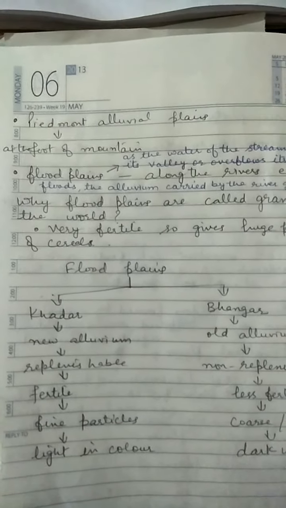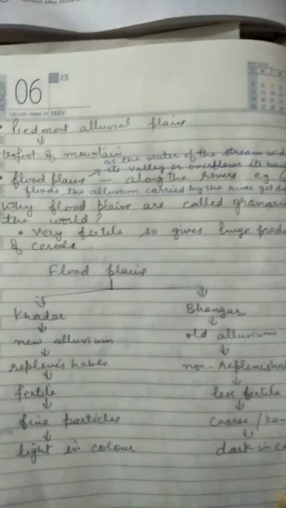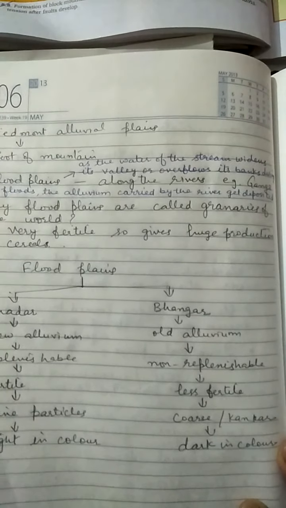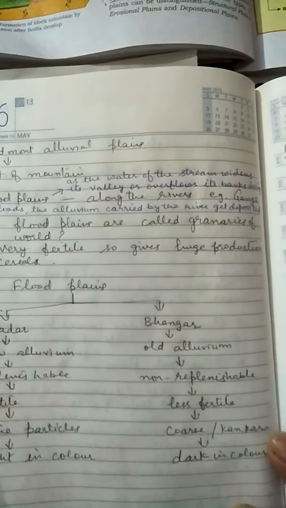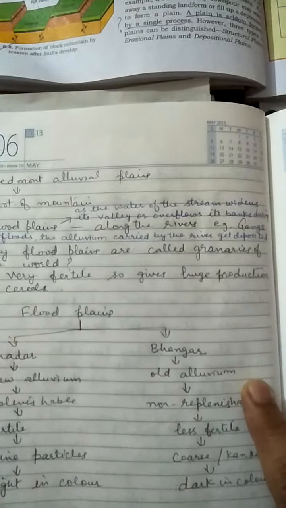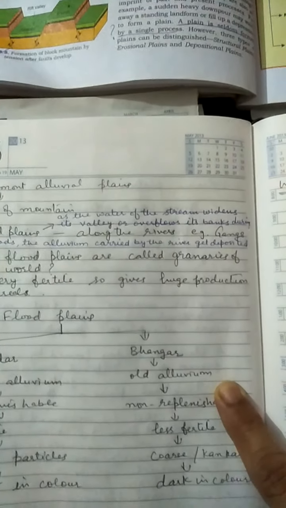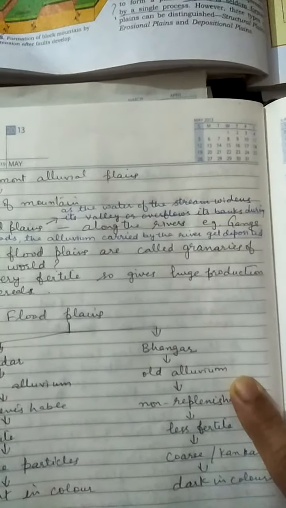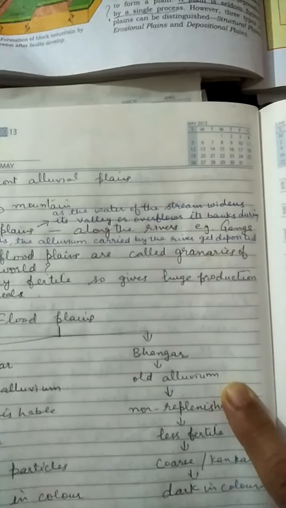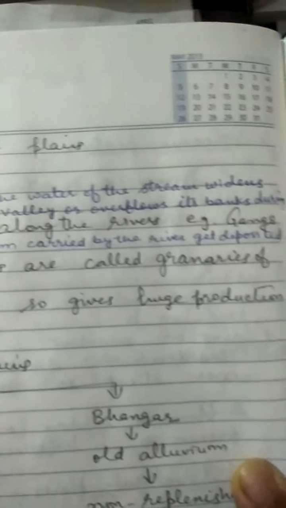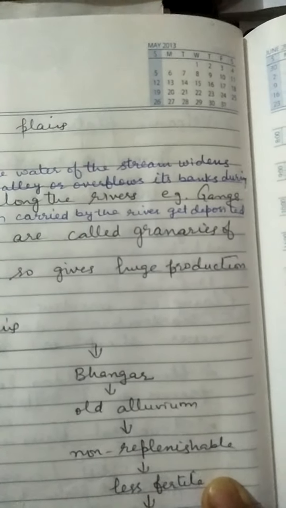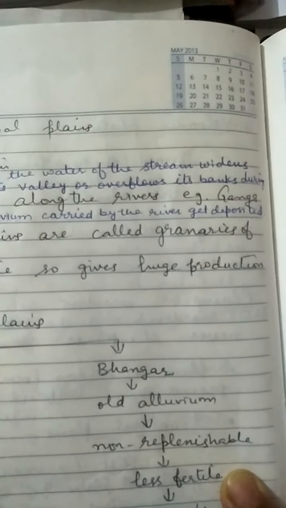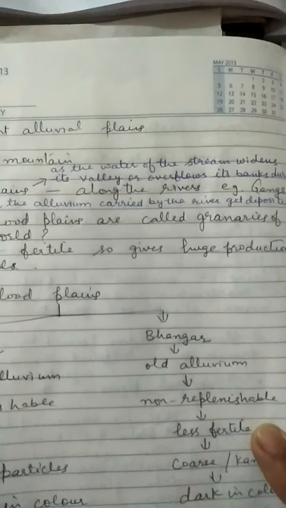Next type is floodplains. Floodplains are found along the rivers. For example, along the Ganga river. Now, how are they formed? Now, what is a floodplain? Why is it known as a floodplain? Because as the water of the stream widens the valley or overflows its banks during floods, the alluvium carried by the river gets deposited in that lowland area. So, the floodplains are formed.